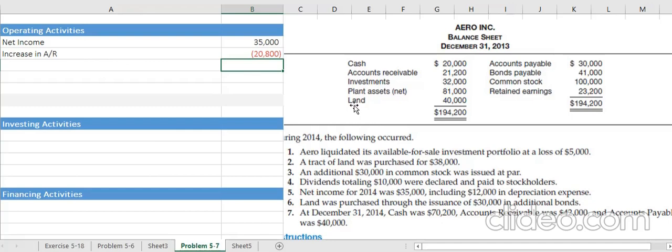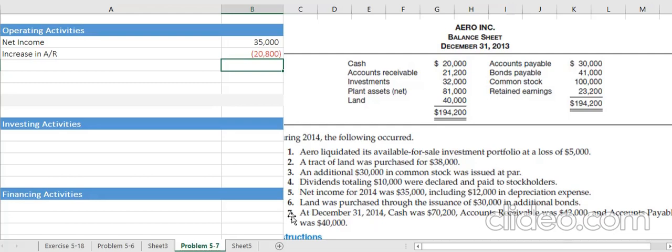Then let's proceed. Let's see if we have some more current assets. We do not have any current assets remaining because investments are long-term investments, so current assets are done. The next part is current liability. We have account payable and then bond payable. Bond payable is a long-term liability, so the only current liability given to us is account payable, $30,000.